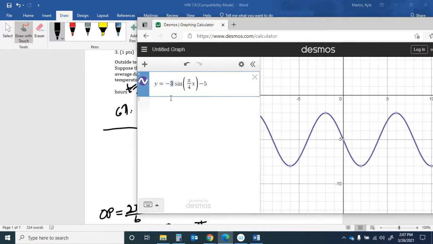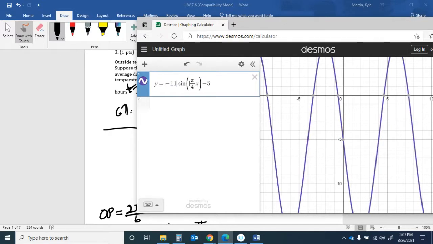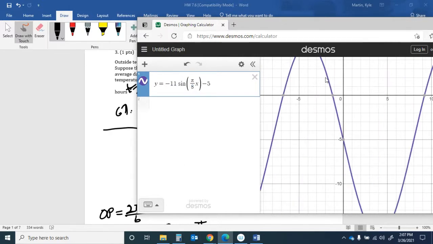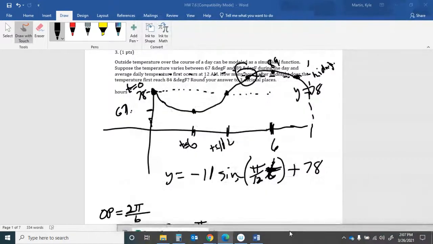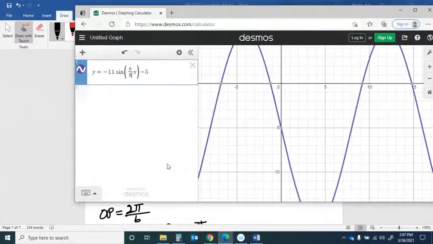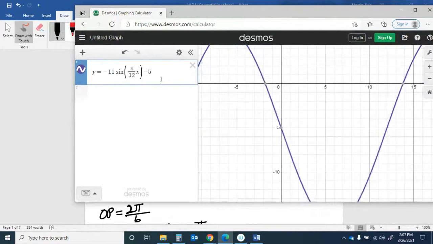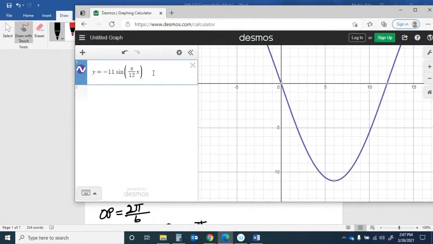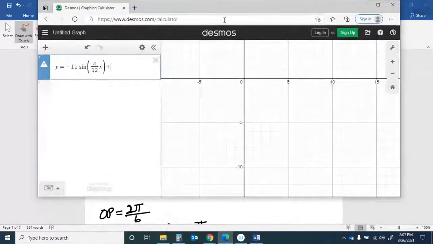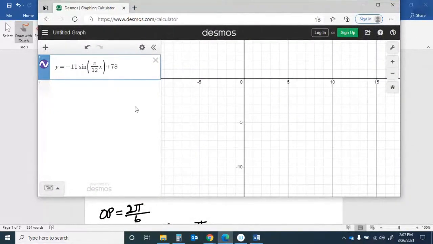And let's adjust this. So that needs to be an 11. That needs to be, what did I say, pi eighths? Pi twelfths, what was it? Pi twelfths. And then plus 84. Not 84. Oh, what was the midline? Come on, guys. 78. 78. All right, so that's our function.